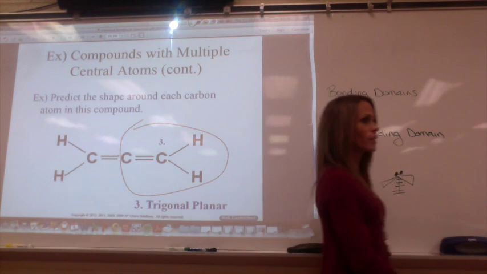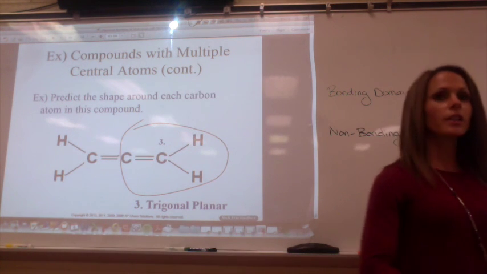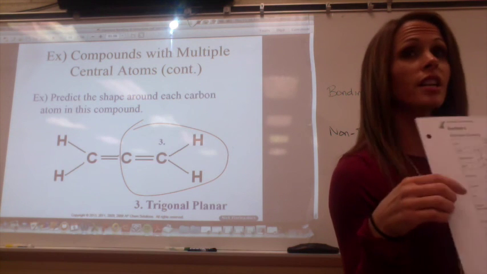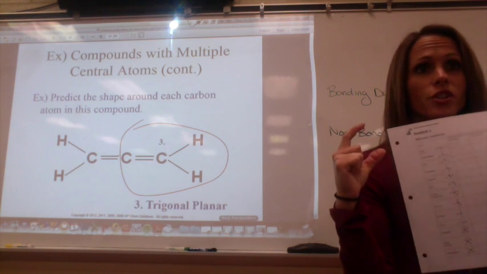Any questions so far? All right, so you are going to keep this sheet out. You're going to keep out your little note card about how to draw structures.